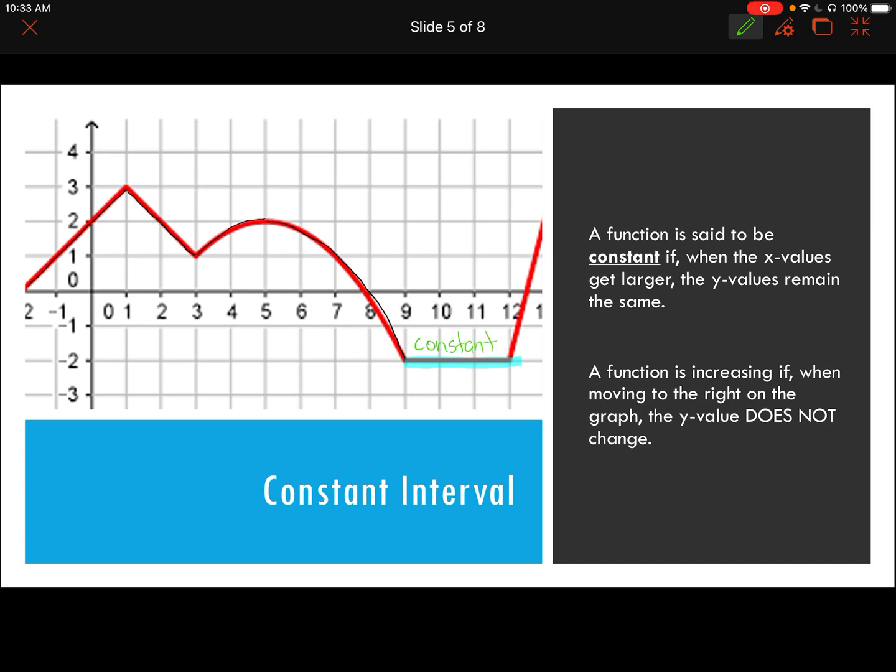And all that means is that when you're looking at the graph from left to right, if the x values get larger, but the y values stay the same, that means the function is constant. So again, x increases from 9 to 12, but the y values are consistently -2, or constantly -2. So that's what it means to be constant.